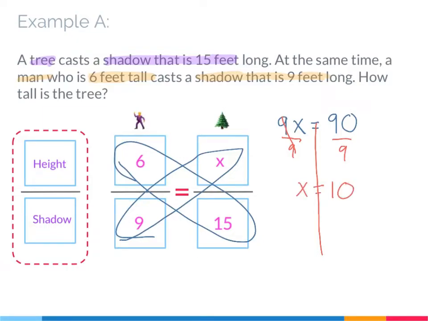So x equals 10. However, this is a word problem, so I need a word answer. And since we're talking about height, and we've been talking about feet the whole time, x equals 10 feet. So this tells me that the tree is 10 feet tall.